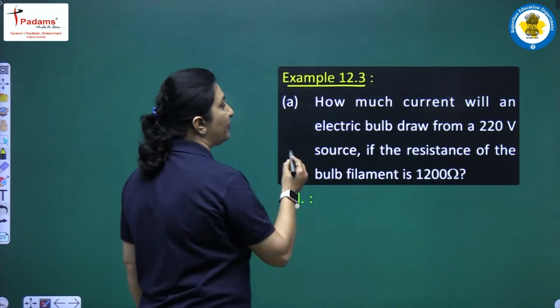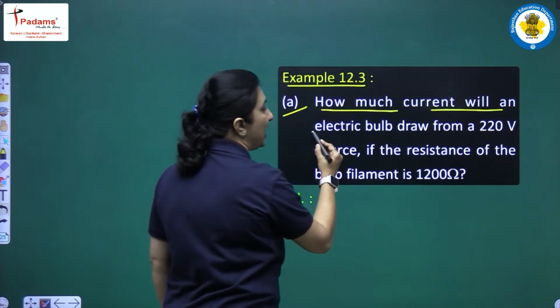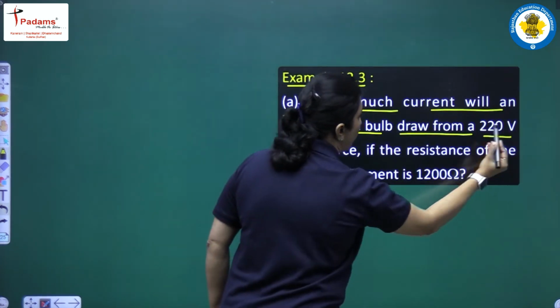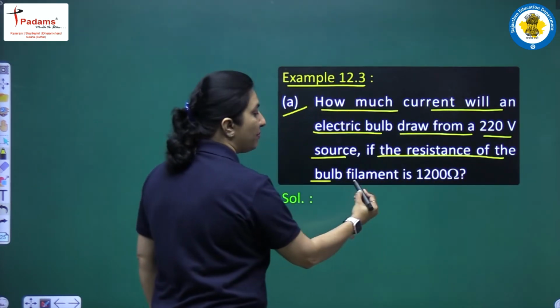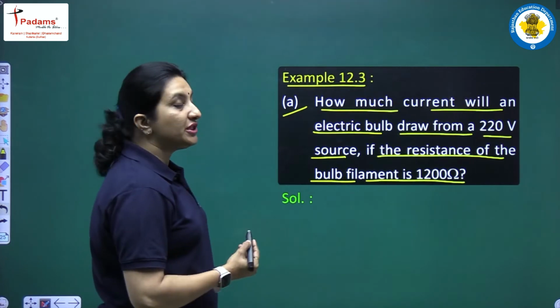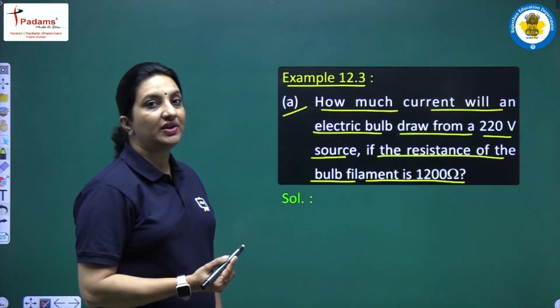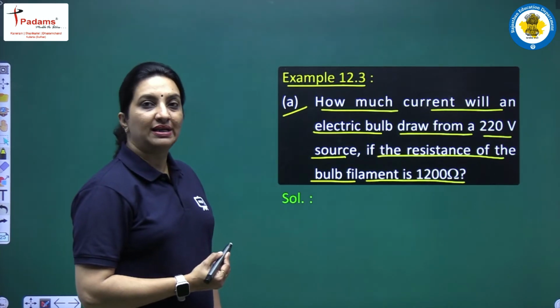Example 12.3. Part A. How much current will an electric bulb draw from a 220 volt source if the resistance of the bulb filament is 1200 ohms? Now here students, first we will write the quantities which are given, then we will use the appropriate formula and we will solve the numerical problem.